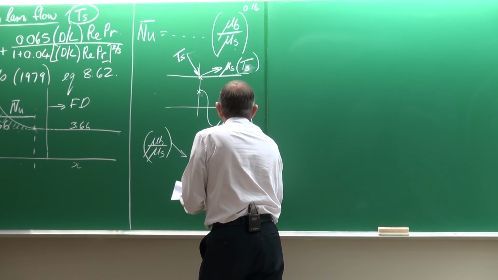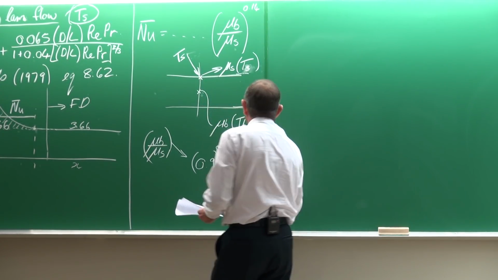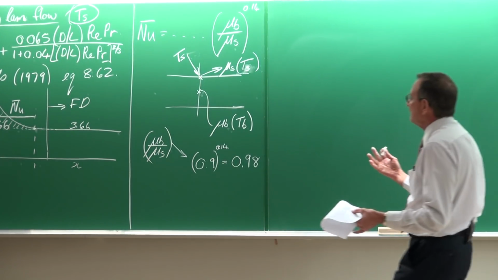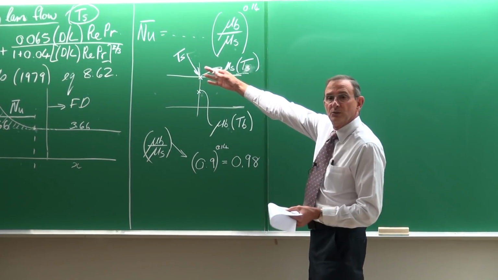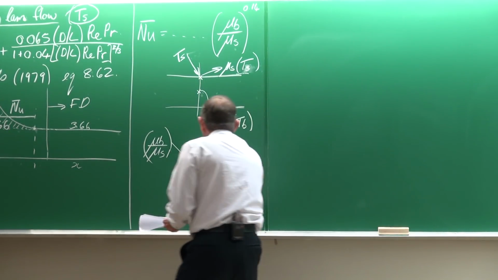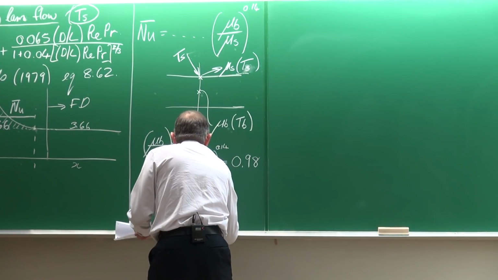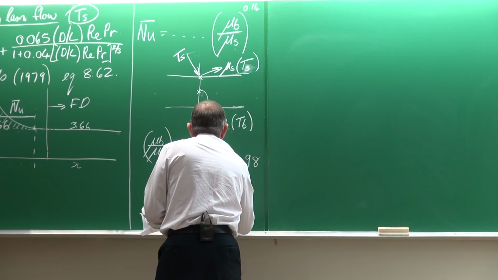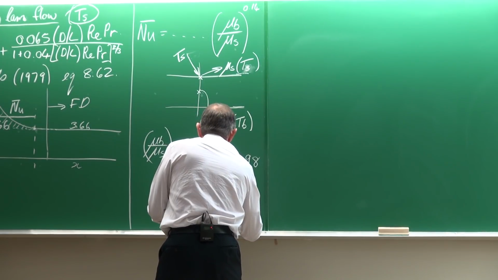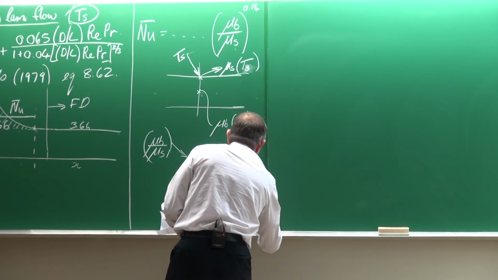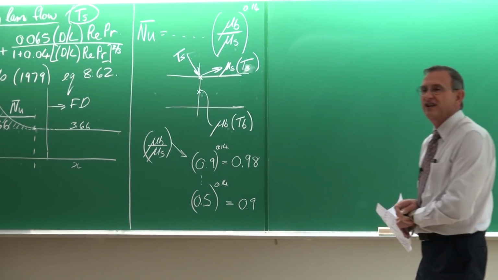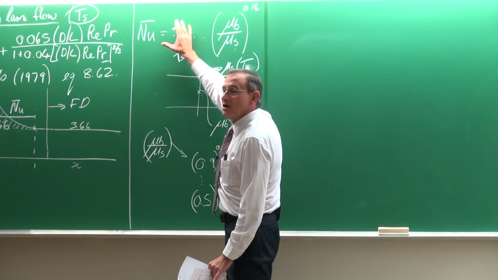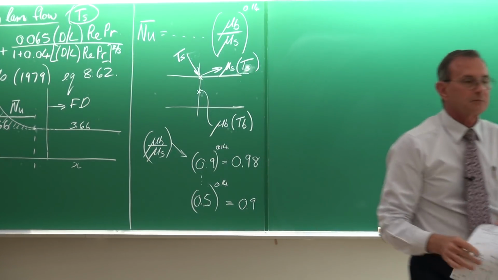And if you go and look at it, you will see it is 0.98. So at most, it can have a 2% effect on the Nusselt number. And then you can go and put in different values, and you will see even if you go down to 0.5 to the 0.14, then it will decrease to a value of 0.9. So it will have an approximately 10% influence on your Nusselt number.